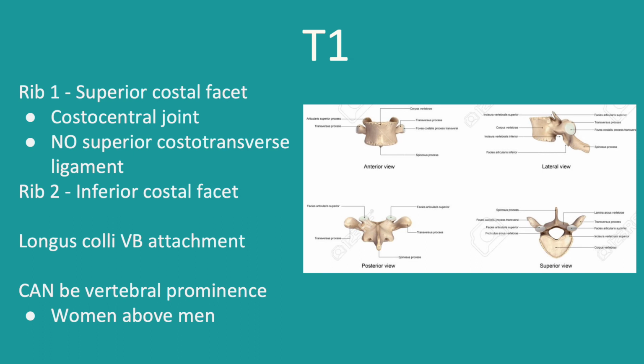Rib 2 is going to sit in that inferior costal facet on T1. As far as muscles go, the longus colli that has the vertebral body attachment, you'll want to know that. And that it can be the vertebral prominence. Again, most typically you would see that in males over females.